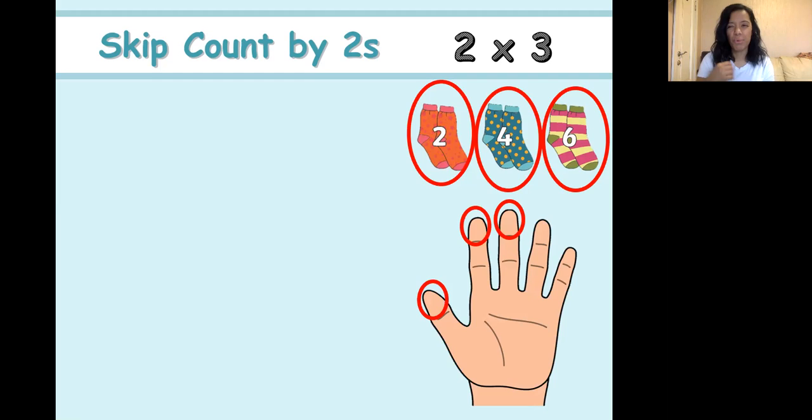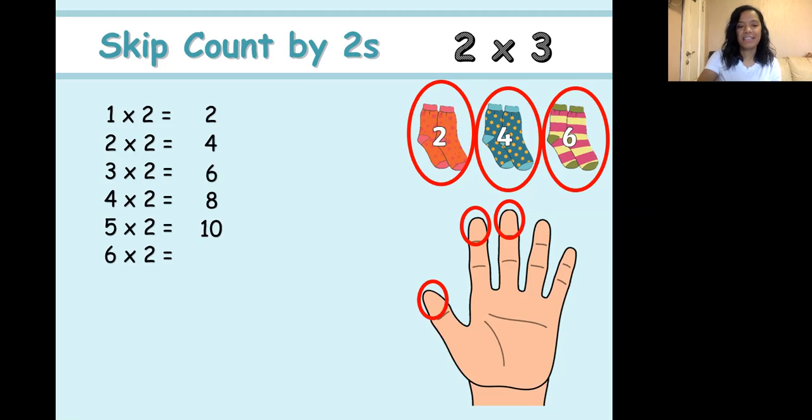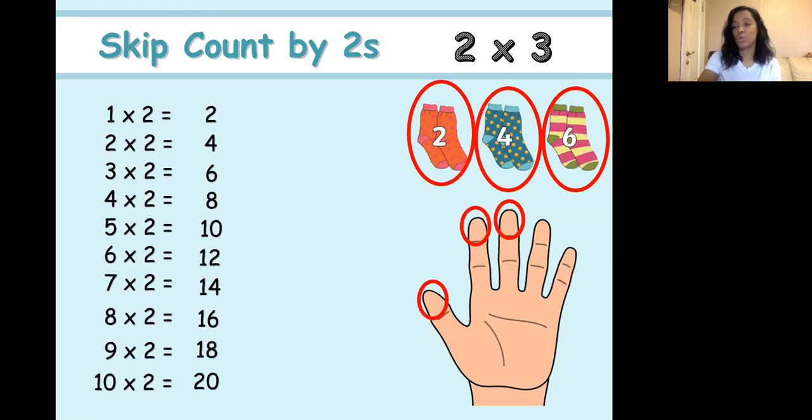Just remember that you should be practicing your skip counting. Always practice counting by 2s, 5s, and 10s. In this case, 2s. So 1 times 2 is 2. 2 times 2 is 4. 3 times 2 is 6. 4 times 2 is 8. 5 times 2 is 10. 6 times 2 is 12. 7 times 2 is 14. 8 times 2 is 16. 9 times 2 is 18. And 10 times 2 is 20.